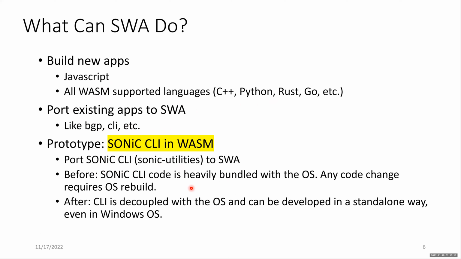Why do we do this? Because before our work, the SONiC CLI code was heavily bundled with the SONiC OS, right? So if we wanted to do a code change, we needed to rebuild the OS. But after our work, the CLI can be decoupled from the SONiC OS, and it can be developed in a standalone way. So we can even develop the CLI code in the Windows OS.